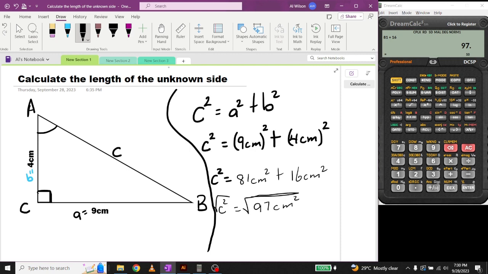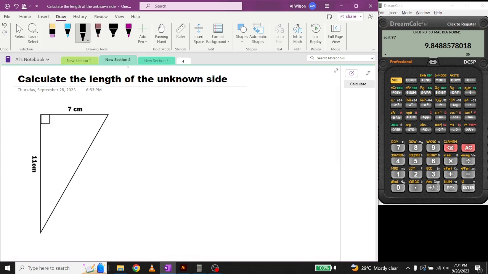Therefore, c is equal to, and in my case, I'll tap the square root of 97, and that's going to equal 9.84, and you see all that there. Let's keep it to one decimal place. So the answer here is going to be 9.8 cm. So it's just 3 questions for this video, so let's go straight into the next one.